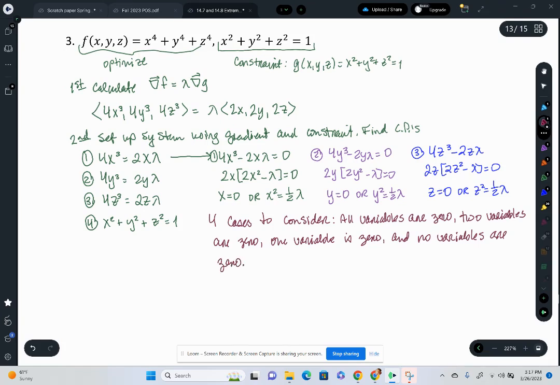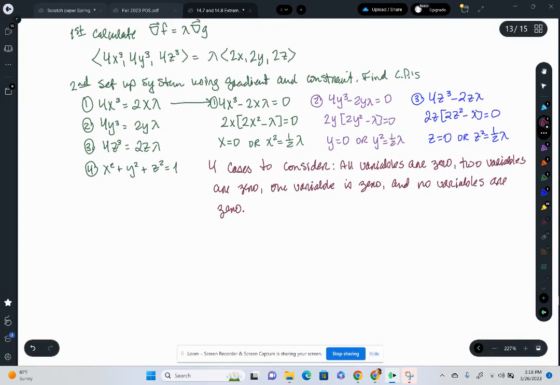Because all three of the variables have this possibility of either being 0 or non-zero. So we have to consider the case where they're all 0, 2 of them are 0, any two combinations 0, and then one of them is 0, any of those that could happen. And then, of course, none of them 0, which is the option where they all have a square that's equal to 1/2 lambda. So let's get started on those cases.